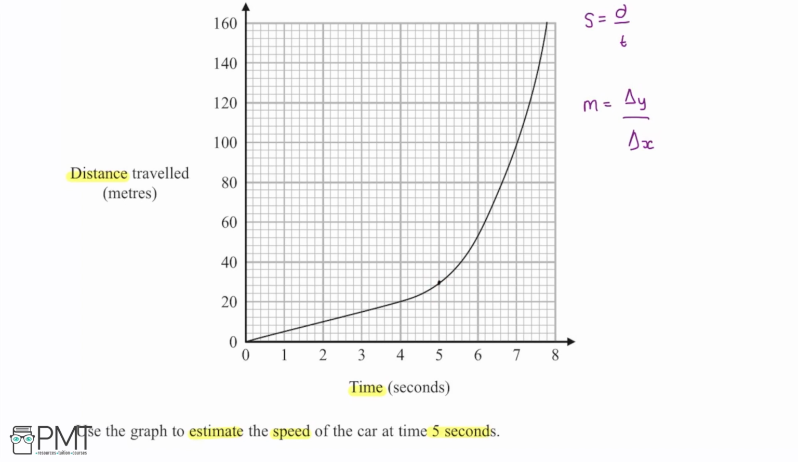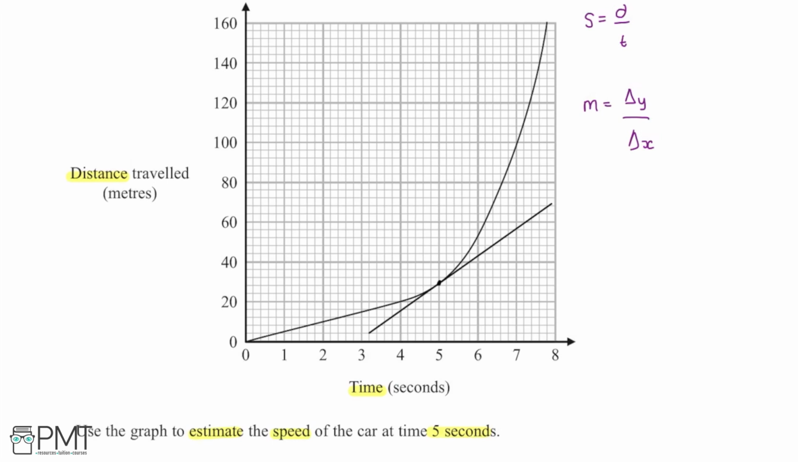At this point, I now need to draw in a tangent. A tangent is a line that is at 90 degrees to this point of the curve. So if I sketch in a line here that touches this point on the curve, I've now drawn in a tangent. To find the speed of the car at this time, I need to find the gradient of this tangent, so I need the change in y over the change in x.